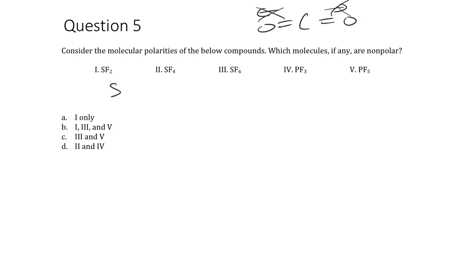And so for SF2, I have two lone pairs on sulfur. The fluorines are going to be bent in this case. We were talking about this earlier. So we have a bent shape here, and I have these dipoles pointing down towards the more electronegative fluorine. So I have a big negative charge on the bottom half of the molecule, a big positive charge on the top half. So this molecule is going to be polar, therefore it's not nonpolar. Okay, so this is not an answer to the question.